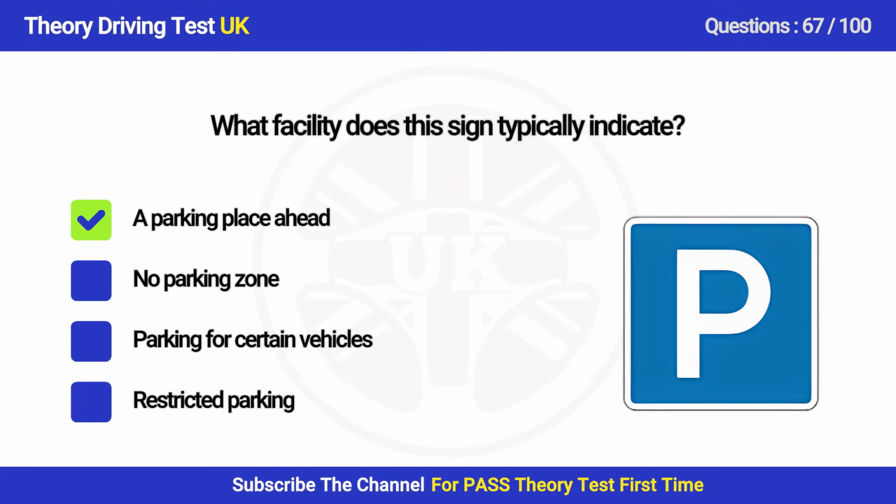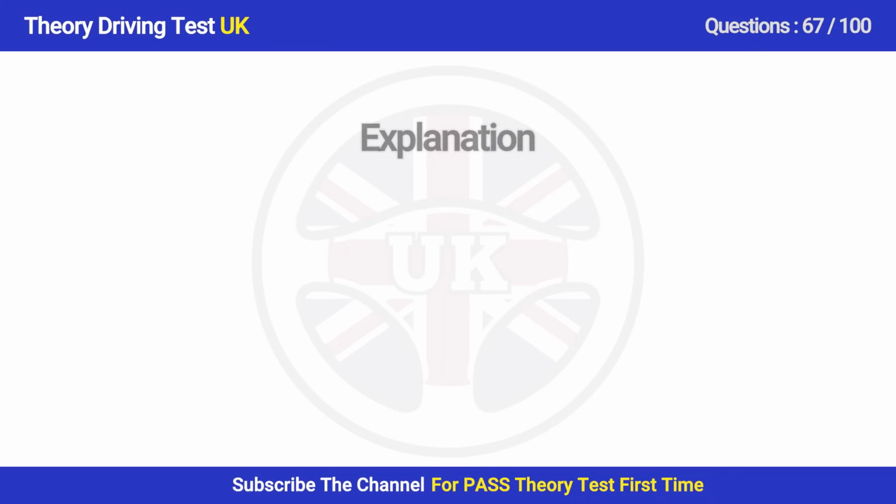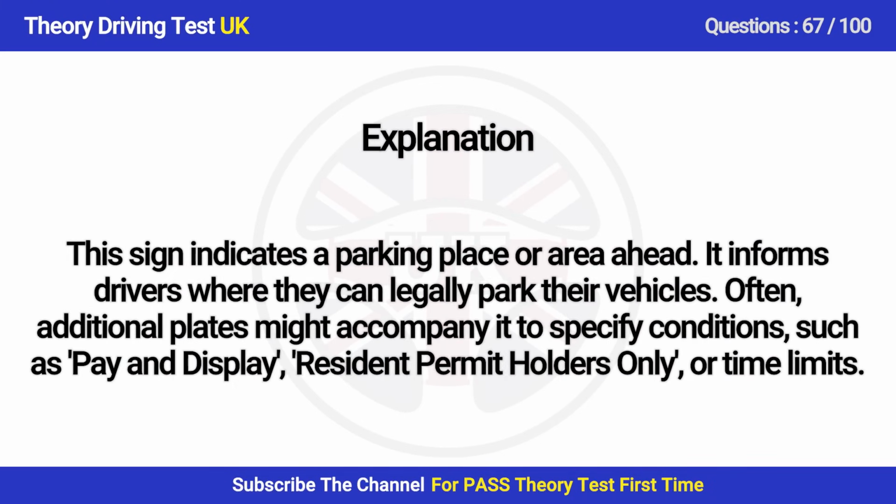Answer is A. Parking place ahead. This sign indicates a parking place or area ahead. It informs drivers where they can legally park their vehicles. Often, additional plates might accompany it to specify conditions, such as pay and display, resident permit holders only, or time limits.